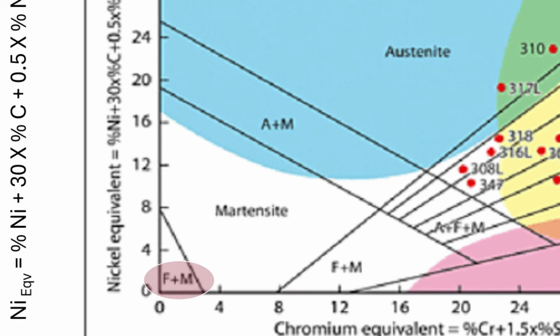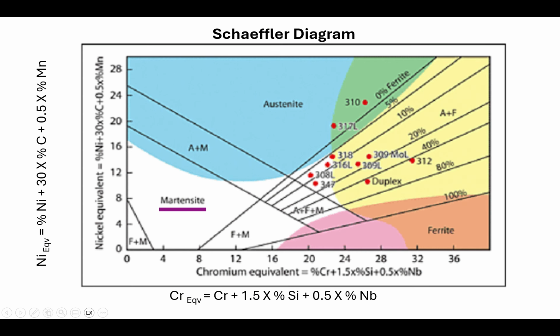Below this area is ferrite and martensite. Above this area is martensite, then austenite. Martensite is also there, so this zone is austenite and martensite. This zone is where there is 0% ferrite, and the ferrite percentage increases here: 5% ferrite, 10% ferrite, 20, 40, 80, 100, and below that it is all ferrite.